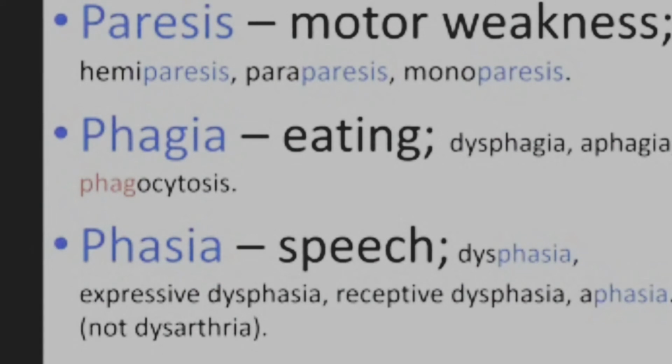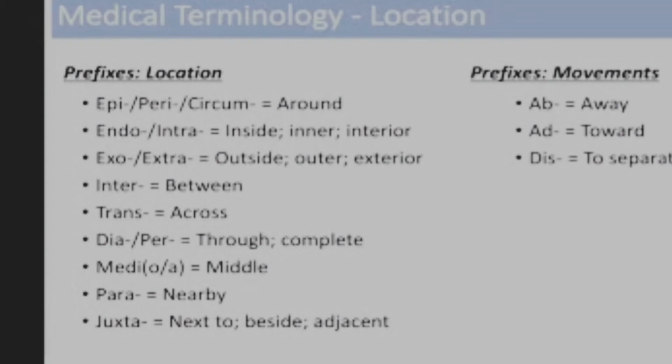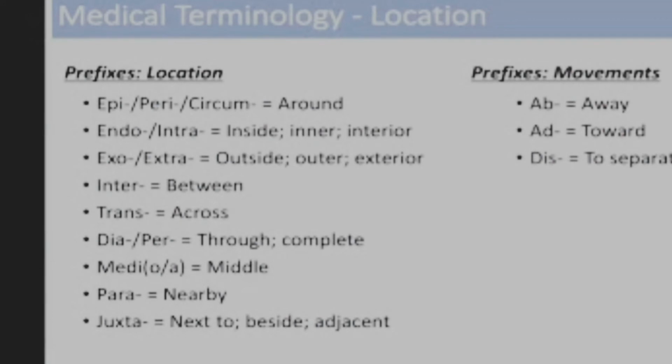Arthria has something to do with the bone, actually. So when we are talking of more prefixes, the locations and the movement, we come to prefixes like epi, peri, or circum. They all mean the same. It's all around. Endo, intra, this could be inside or inner or interior, like endoscopy, that means there is an investigation inside your abdomen. Exo, extra, it's outside, outer, exterior. You can see the opposites: exo is outside, endo is inside.